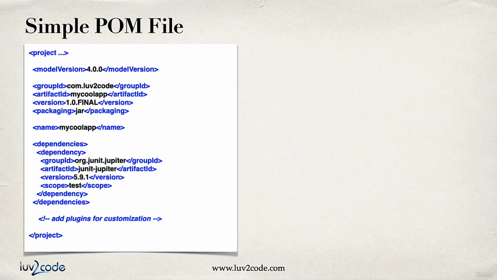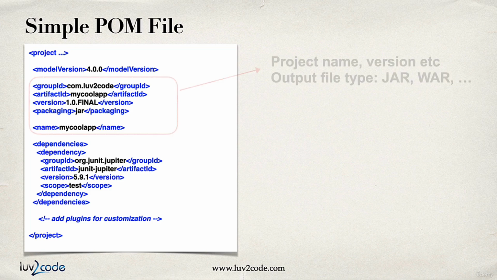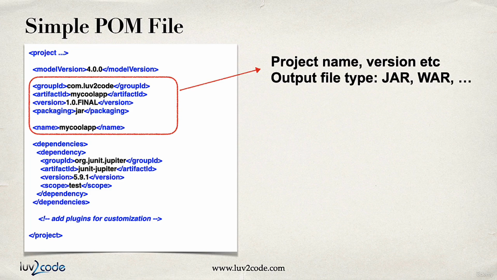Alrighty, so let's go ahead and look at a simple POM file. So here's the file that starts with project, model version, that's always the same. Then we have our metadata. So this is where we can give the project name. So here the name is MyCoolApp. We can give the group ID, artifact ID, and the version number. And we can also specify the packaging. So in this example, the packaging will be for a jar file.